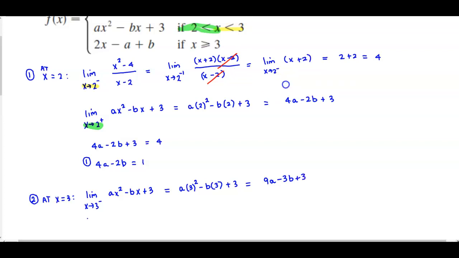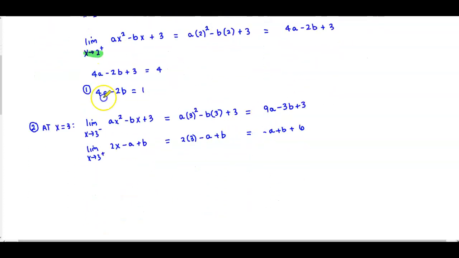Okay, and so now we need to find the limit as x approaches 3 from the right. That's when we look at where x is greater than 3, which tells us we need to use this function here. So we're going to use the function 2x minus a plus b and evaluate it at the number 3. So we have 2 times 3 minus a plus b. Let's write it in the same ascending order that we have from the previous step. So we have negative a plus b plus 6.